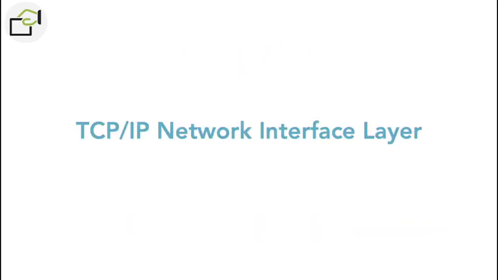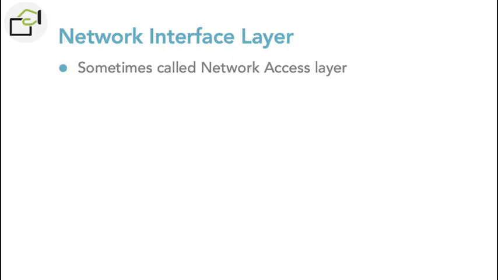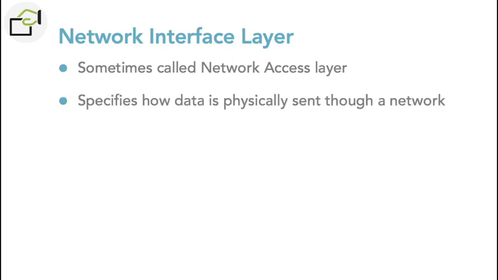The final layer of the TCP/IP model is the network interface layer. The network interface layer is also sometimes called the network access layer, and occasionally you may even hear it referred to as the link layer. The network interface layer specifies how data is physically sent through a network.